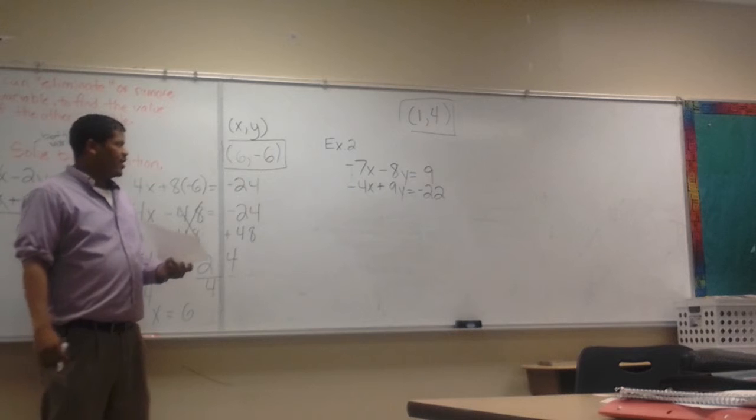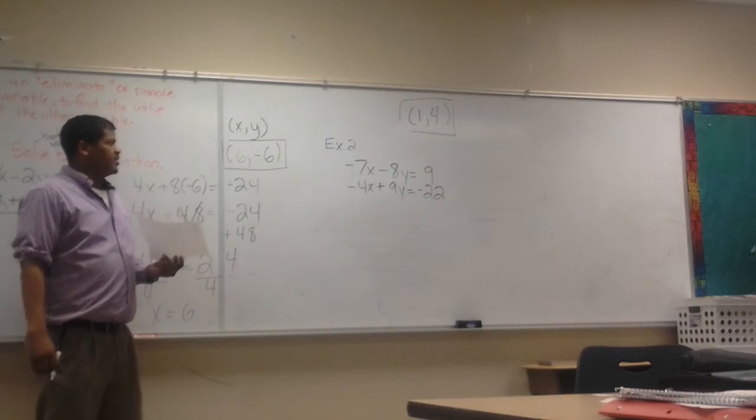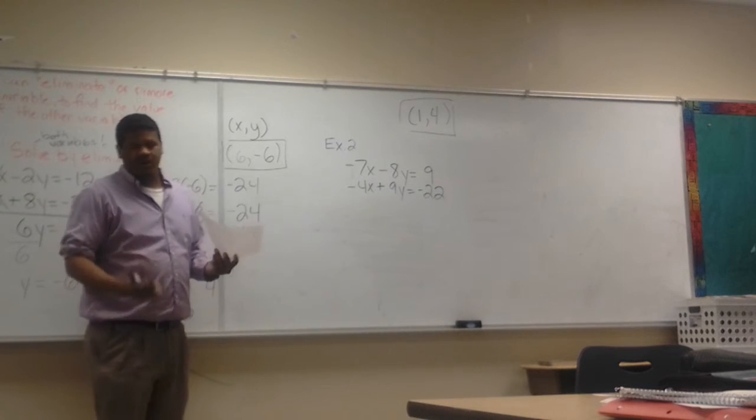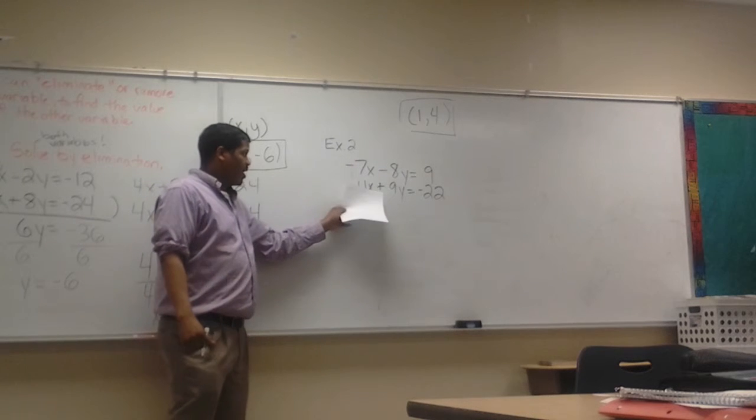So, look at number 7. This is one of the harder ones because if you notice, we definitely don't have any opposites lined up already. A negative 7 and a negative 4, that won't work. And a negative 8 and a positive 9, that won't work either.